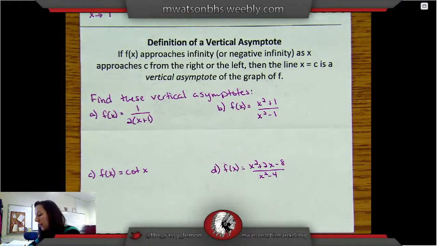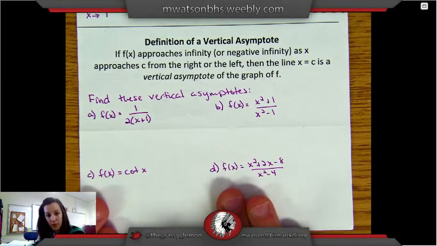So let's talk about how to actually find vertical asymptotes. And like I said, you learned this in Algebra 2, so it may come back very quickly. We call these in Algebra 2 excluded values. So wherever you have an excluded value, you're typically going to have a vertical asymptote. And we'll talk about sometimes you don't have a vertical asymptote with example D.